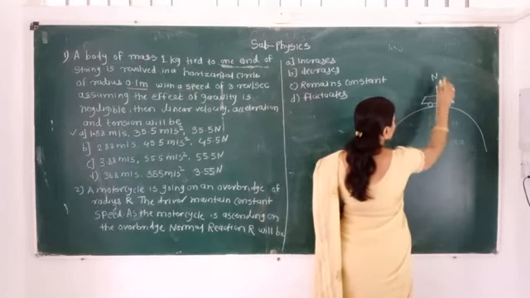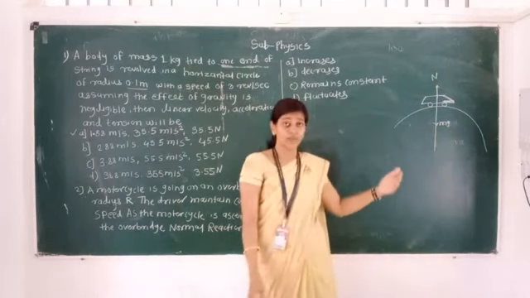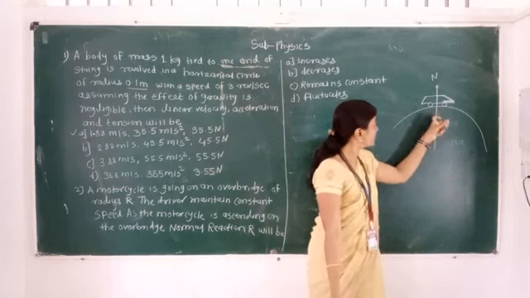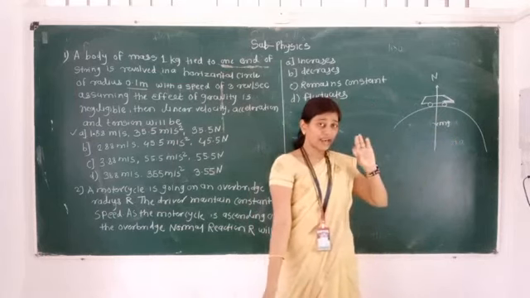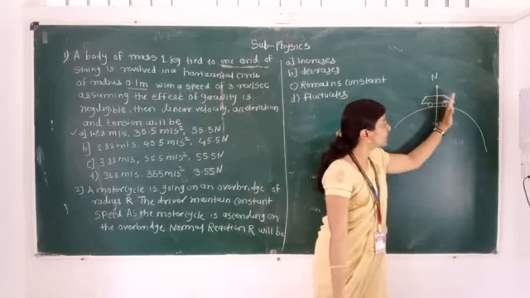It is the normal reaction, and the second one is mg. Normal reaction is in the vertically upward direction, and mg is in the vertically downward direction. At rest it is present at the top, and from the top it starts to move.